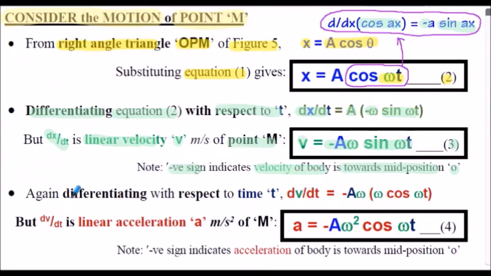If we now differentiate again with respect to time t, we form the equation dv by dt, and again using the standard form, this time for sine ax, we form the expression negative a omega multiplied by, in brackets, omega cos omega t. As I said, that's from the standard form of sine ax when differentiated becomes a cos ax.